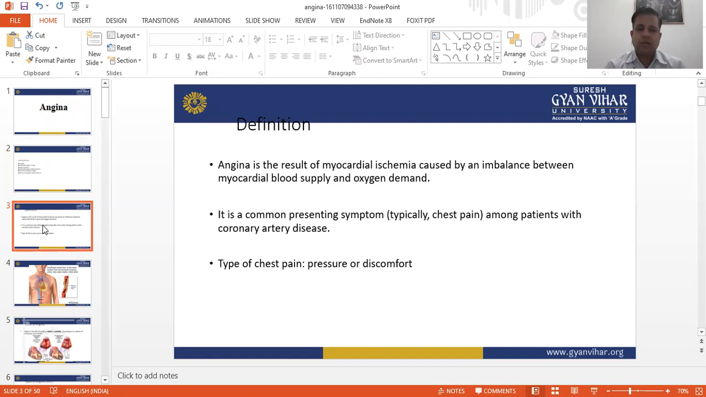Angina is a result of myocardial ischemia caused by an imbalance between myocardial blood supply and oxygen demand. It is a common presenting symptom, that is chest pain, among patients with coronary artery disease. The type of chest pain is pressure or throat discomfort.